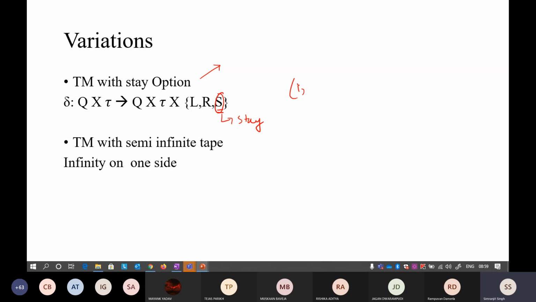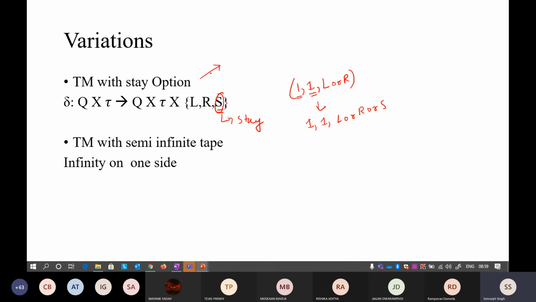So if I see this is your input, and I do not want to change the input, the one will remain as it is, and I can move towards left or towards right. You have seen this, but with this stay option, there are now three options. When you see a one, you keep the one as it is. You can move left or right, or you can stay at the same place. So that is one option added to this.